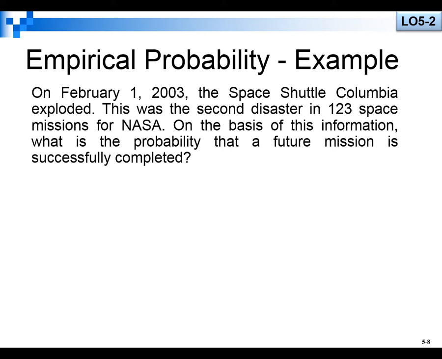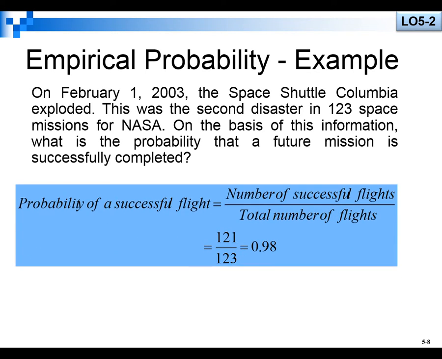Another example would be on February 1st, 2003, when the Space Shuttle Columbia exploded. This was the second disaster in 123 space missions for the shuttle. On the basis of this information, what is the probability that a future mission is successfully completed? So we're taking the past to give us the probability of a successful flight. We take the number of successful flights, in this case 121, and divide it by the total number of flights, 123. That gives us a probability of a successful flight of 0.98.